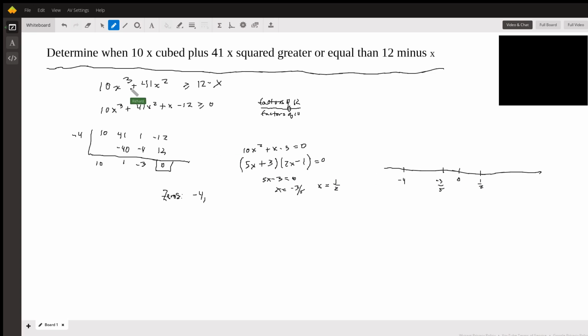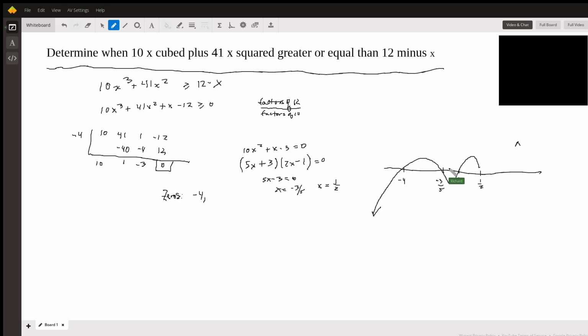We know the end behavior of this. It's a third-degree polynomial, and the leading coefficient is 1, so it's going to go low to high. I'm going to put my low in and my high in. I don't really care what the graph looks like exactly. I just need to get it going through the various zeros here. Low to high.